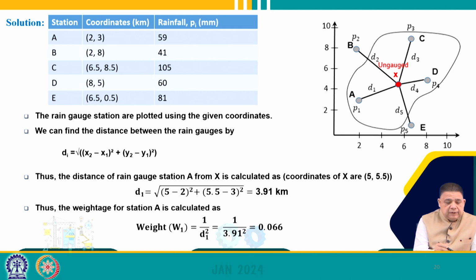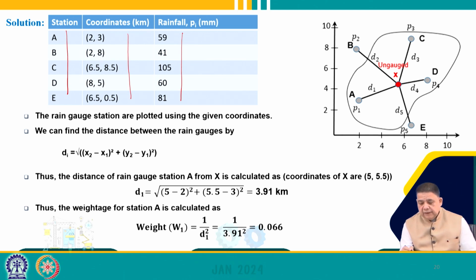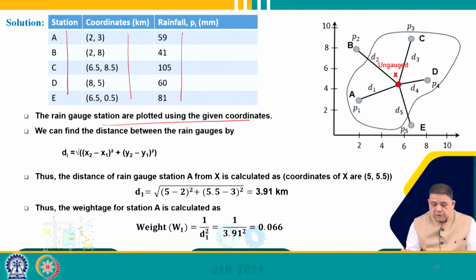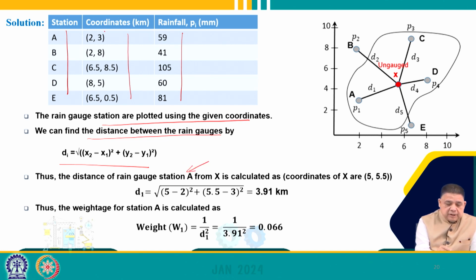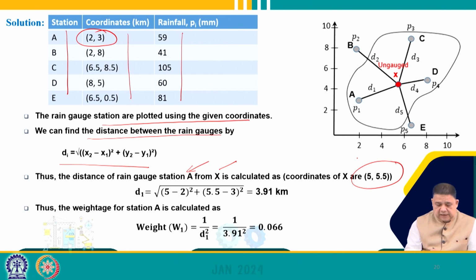Now, we know the stations, we know their coordinates, and we have been given their rainfall values. So, obviously, we know most of the things, and the rain gauge stations are plotted using the given coordinates. We can find the distance between the rain gauges by this formula, which we have already used. For example, the distance between rain gauge station A, which has a coordinate of 2, 3, and station X, which has a coordinate of 5, 5.5, can be calculated using this relationship. d 1 is the square root of (5 minus 2) square plus (5.5 minus 3) square, and it comes out to be 3.91 kilometers.